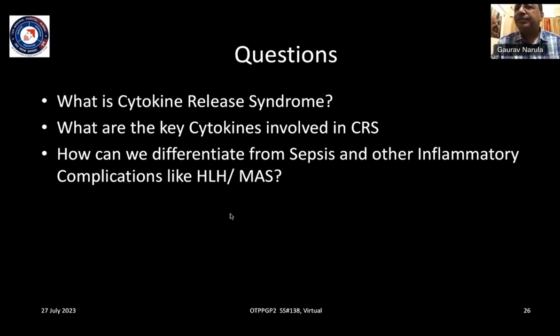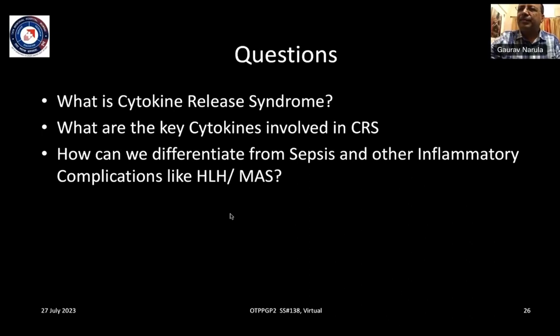So we'll be looking for other markers, just as in HLH and MAS, we'll have high ferritin and transaminases. Are there any organomegaly or something? Yes, you're right, but ferritin can be elevated in CRS also. Ferritin can be elevated in sepsis also. It's an inflammatory marker. So you're right, but that is not the whole answer. Anybody? Can you elaborate on it?